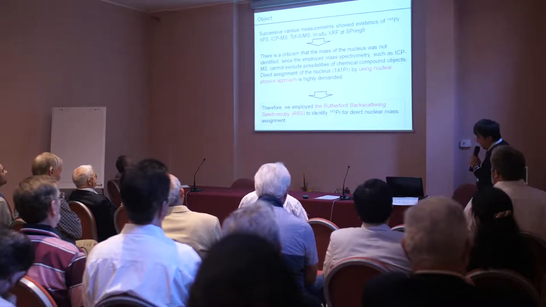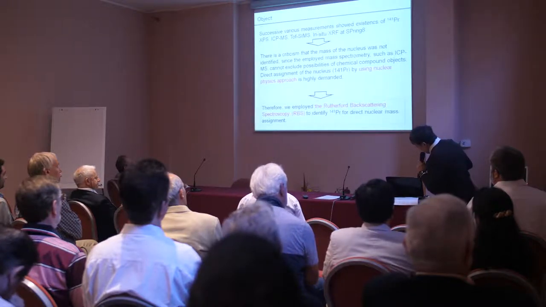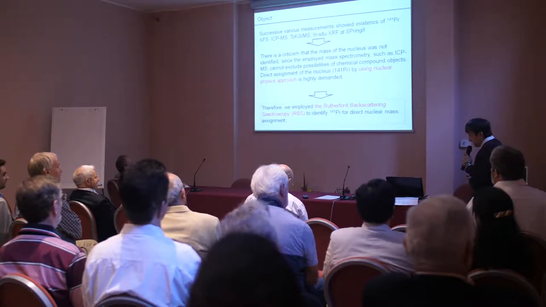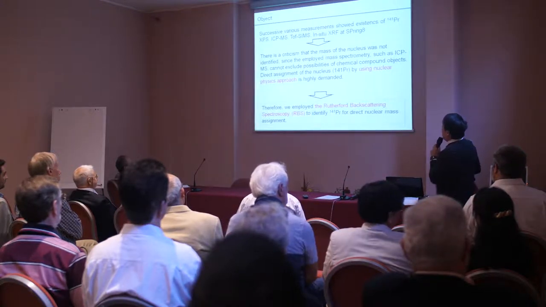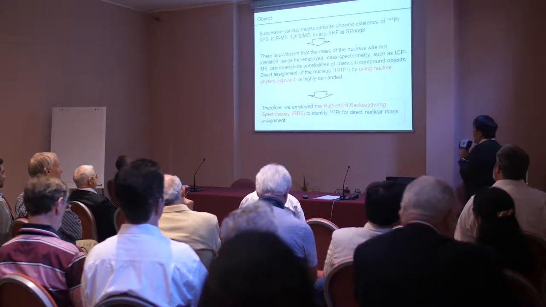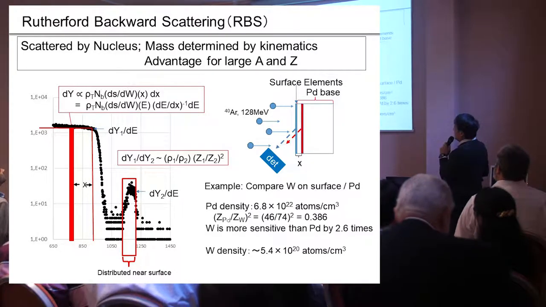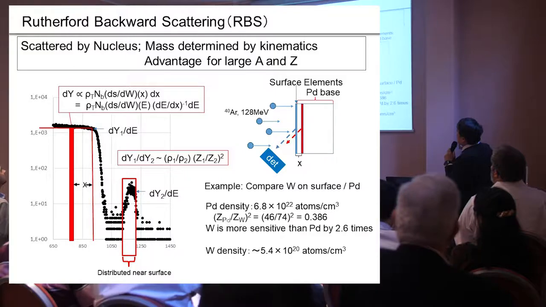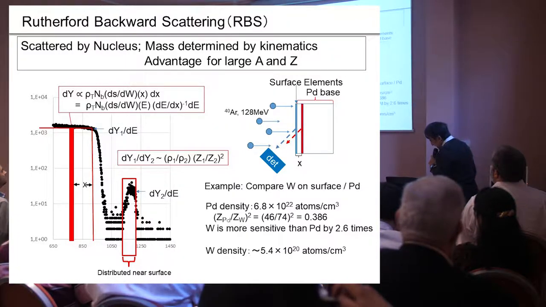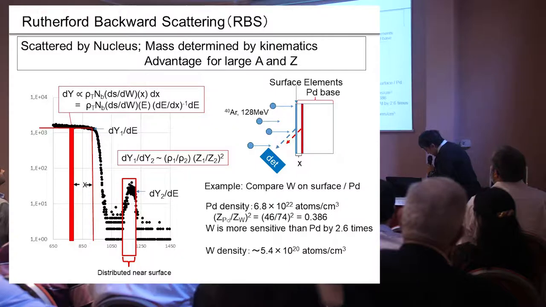One approach is neutron activation. But unfortunately, in Japan, nuclear reactors have stopped after the Fukushima Daiichi accident. Therefore we employed Rutherford backscattering spectroscopy to identify the praseodymium by direct nuclear mass assignment. I will explain Rutherford backscattering spectroscopy. RBS is an analysis using the phenomenon of scattering by the nucleus, and its mass is determined by kinematics.